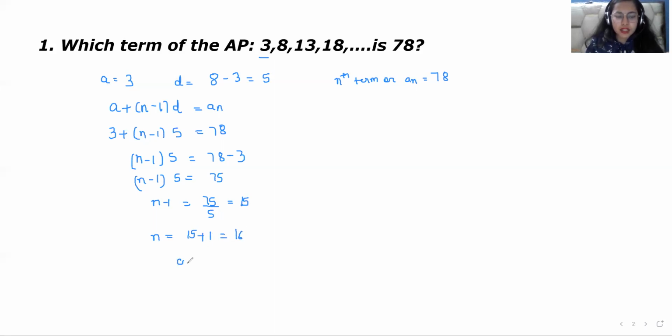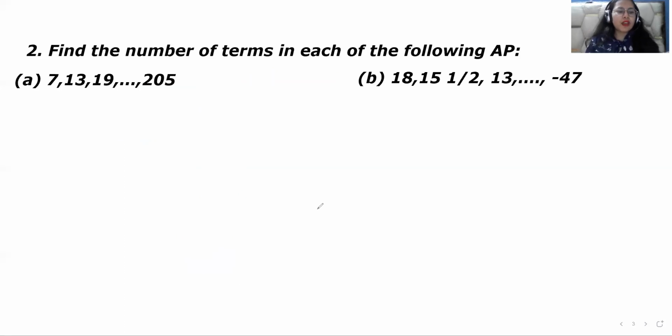So our a16 is our 78th term. What is the value of n? 16. We have to find which term is 78, so the 16th term is 78. I hope it's clear. Now let's move forward to the next question.